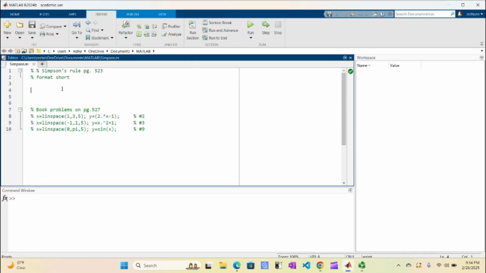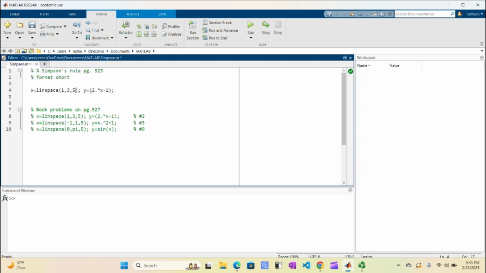So I made a comment that this is what we're doing. The program is called Simpson's Rule, and it's on page 523 of my textbook. And I formatted short, and I have some examples that we will test when I make the program. So first things first, let's borrow one of these functions. I'm going to copy it and paste it here. So x is a linspace from 1, 3, 5. So this 5 would be the intervals, but it's n plus 1. So the intervals n would be 4 in this case. Even though it's 1, 3, 5, it's n plus 1.